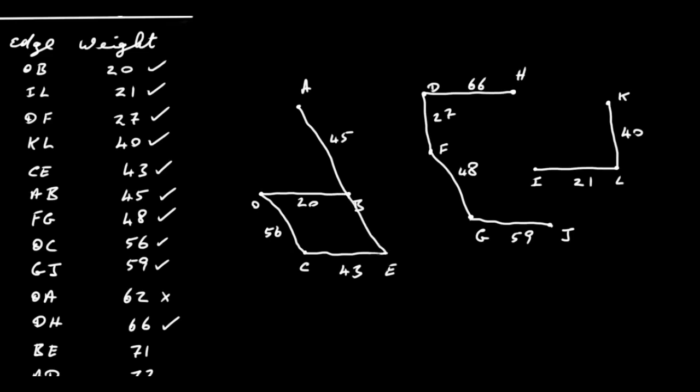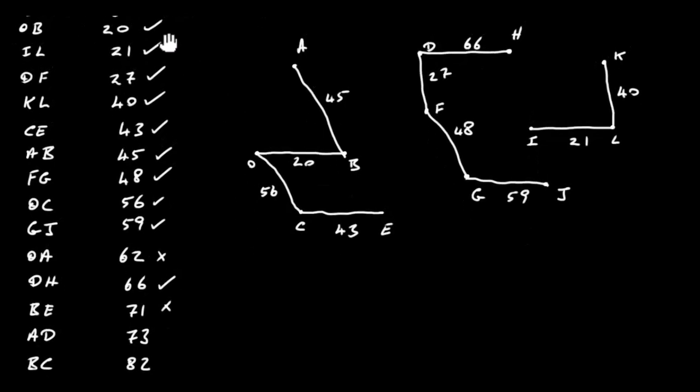If we were to come down here, we're going to end up with a cycle here, so we can't use that one. The next one is AD, so we can draw that one, I think. Yeah, AD is over here, and that has a weight of 73. The next one is BC, which is 82. BC will actually form a cycle here, so we can't use that one.